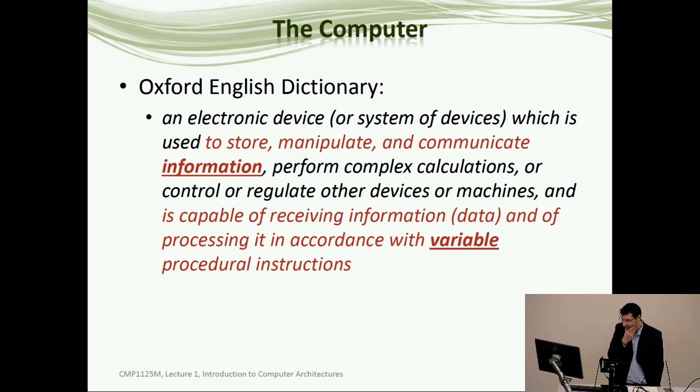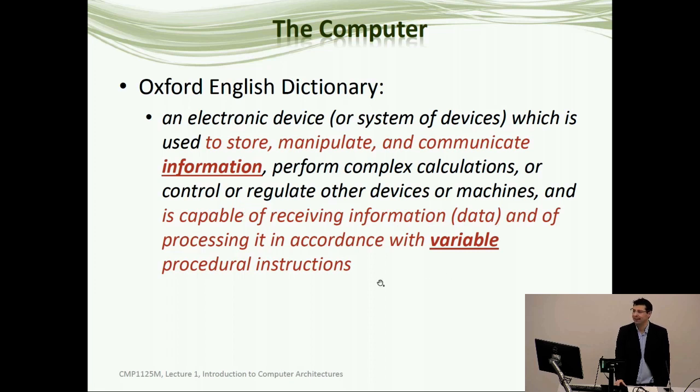But according to the Oxford Dictionary, it has to be electronic, which seems very arguable. The electronic device able to store, manipulate, and communicate information. So I think that's actually all the key words you guys have shouted out already. So not data, but information. And the word information has this semantic connotation. So it can perform complex calculations, control or regulate other devices or machines. It's capable of receiving information and processing it.